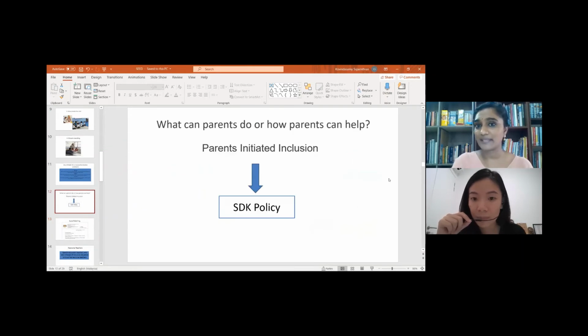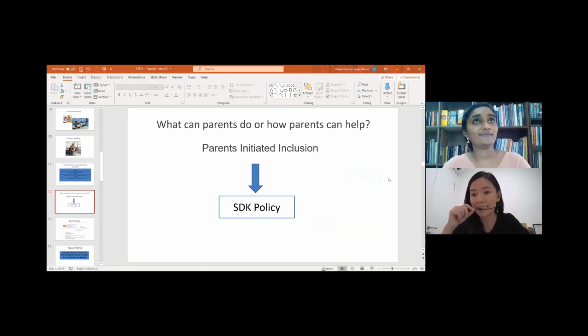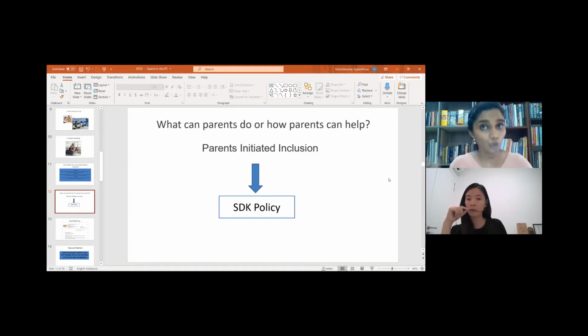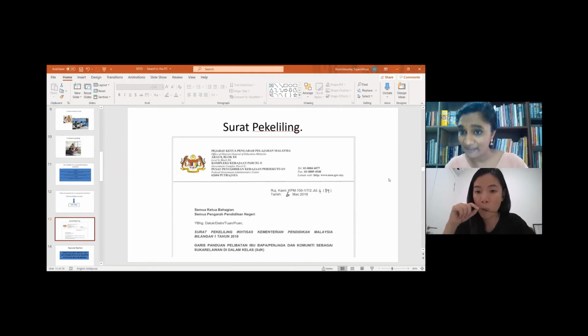What parents can do or how parents can help teachers, right? Parents initiated inclusion, SDK policy. Now, this SDK policy is actually a policy that will allow parents or someone whom the parents engage to go into the classes to be a shadow of the child. What the PPKI teacher did, now another person will be doing. Another person will be shadowing the child. But of course, although we have the policy from the government, from the ministry, this is more of a negotiation between the parent and the administration. It is not a compulsory thing for the administrator to accept it.